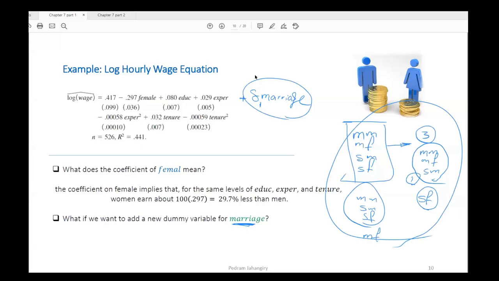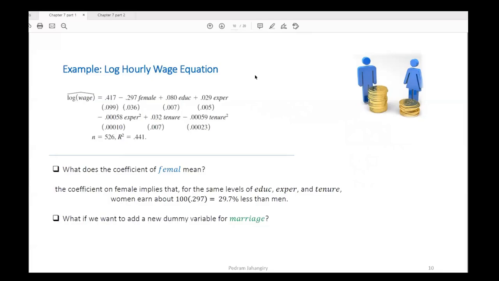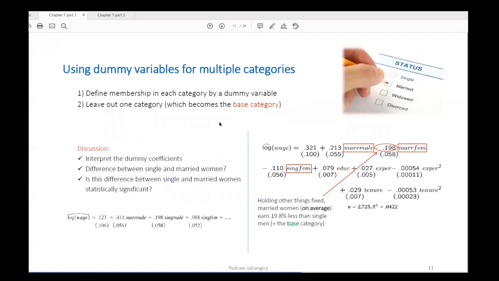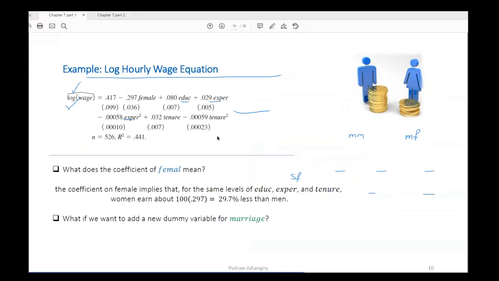There is another neat way to do all of this that I'm going to talk about by the end of this class. But for now, have in mind that what we want to do is see the interaction between both marriage and gender in a regression. So let's do that in the first way that I just explained. We're going to use dummy variables for multiple categories: define membership in each category by a dummy variable and leave out one category, which becomes the base group. So we can do something like this: married male, MM; married female, MF; single female, SF; plus education, experience squared, tenure, tenure squared. We're not touching the rest of the regression, right? If I go back to the previous slide, we have education, experience squared, tenure, and tenure squared. So the rest of the regression is going to be the same.